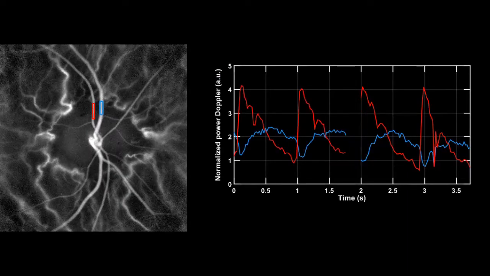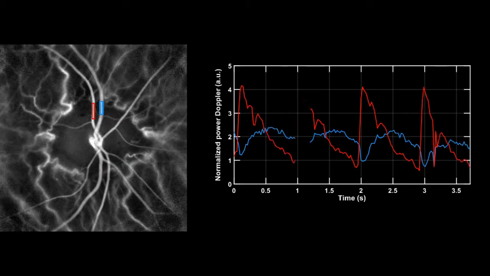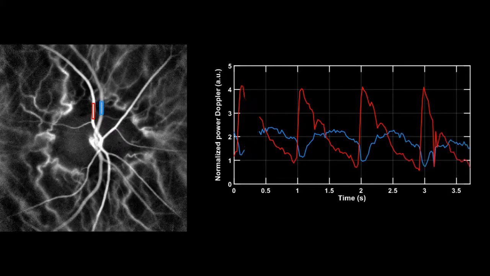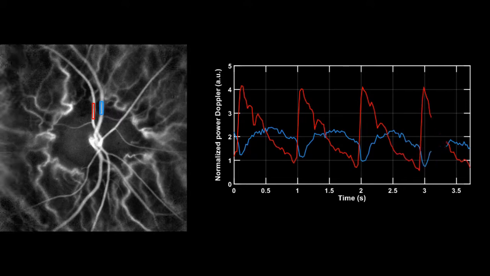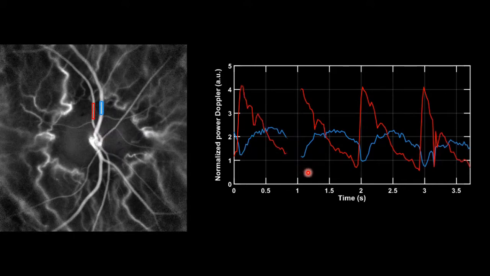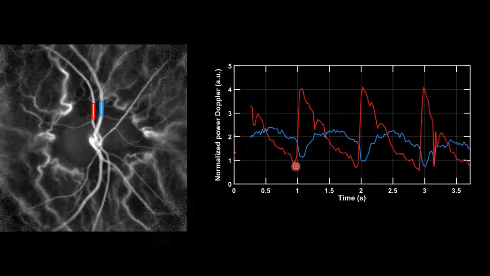So this is what normal blood flow looks like in arteries and veins in the retina, and what we are interested in most of the time is the arterial blood flow profile. You can see here that it rapidly increases during systole and then it slowly decreases until the end of diastole.